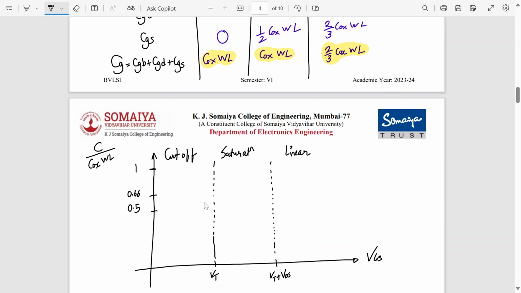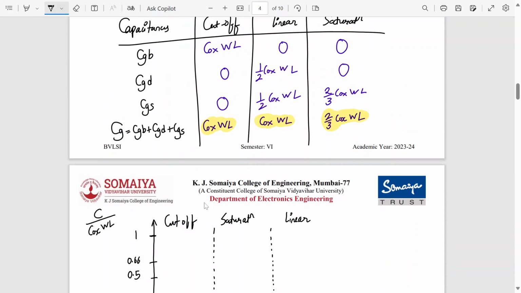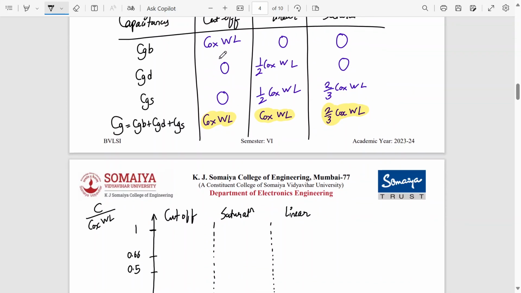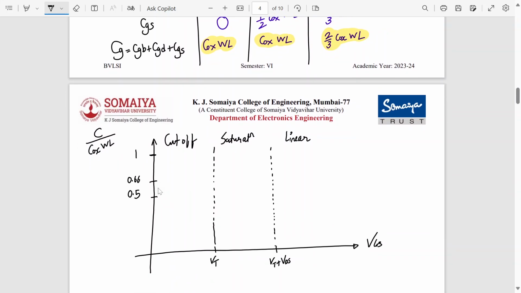In the cutoff mode, which capacitance is higher? Which capacitance is there? CGB, right? And it is 0 in linear and saturation. So I'll draw Cox W into L normalized as 1. I have to use a different color. So it is CGB I am drawing. It is maximum over here, and it is 0 here. So this is the graph of CGB.